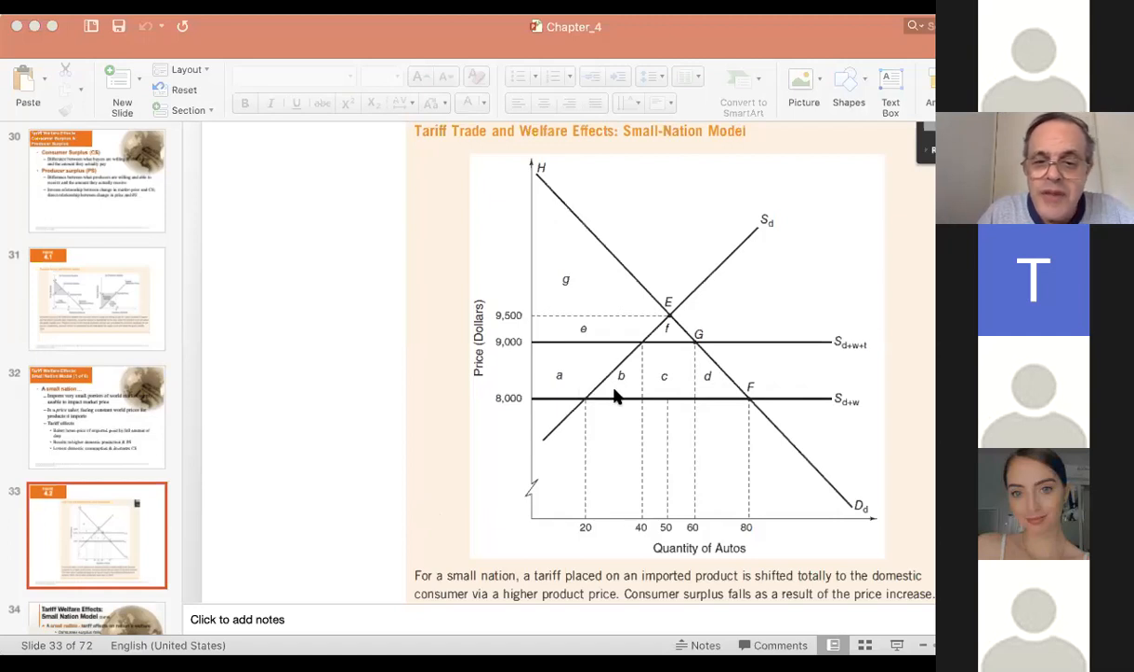Simply half base times height. The base of this triangle is 20. The height is 1,000. So 20 times 1,000, that's 20,000. Half of that is 10. So obviously the protective effect will end up costing us $10,000.